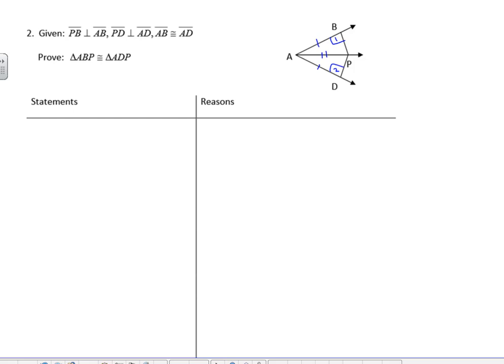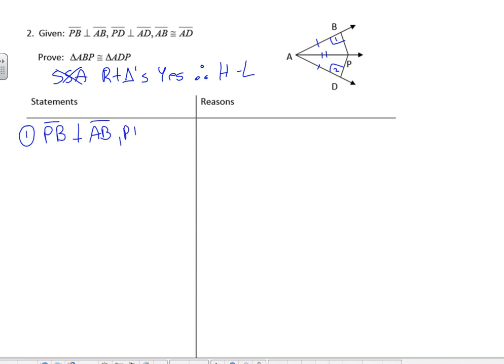So the way that we want to see it is, kind of thought process: side-side angle, oh, can't do that. Special case, right triangles, okay, yes. So therefore, we can do hypotenuse leg. All right, so let's go ahead and do it. PB perpendicular to AB, and PD perpendicular to AD. Let's just go ahead and do the right triangle piece first. All right, given. I'll bring the other given in later.